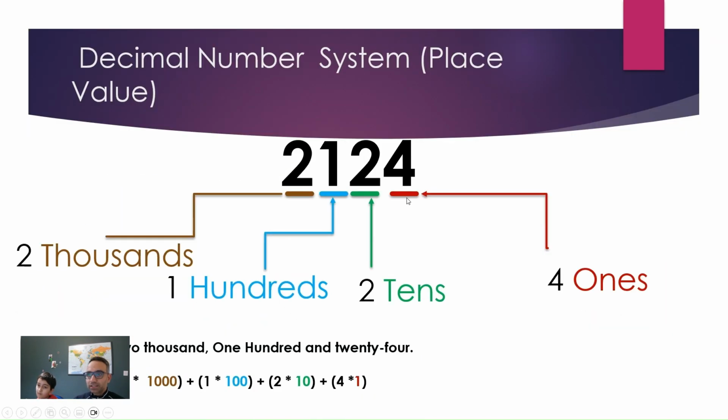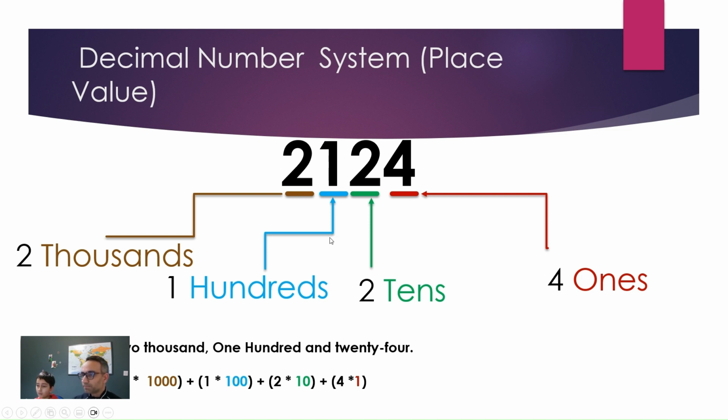In order to understand the binary number system, it is very important to first understand what the decimal number system is. You might have learned in school already: in 2124, four is the ones place, two is the tens, one is the hundreds, and two is the thousands. So 2 is at the thousandth place.